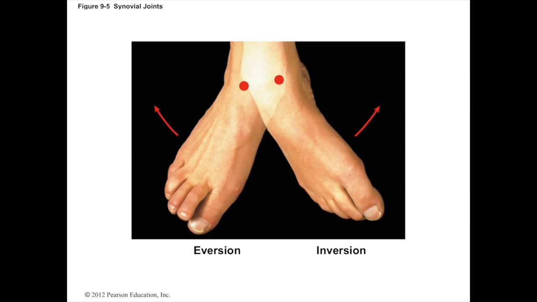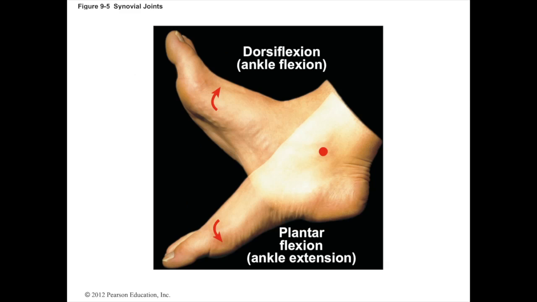Eversion on the left and inversion on the right. When people sprain their ankles, it's usually inversion on the right. That's when your leg, or ankle, basically twists. Here's dorsiflexion, toes up. Plantar flexion, toes down.